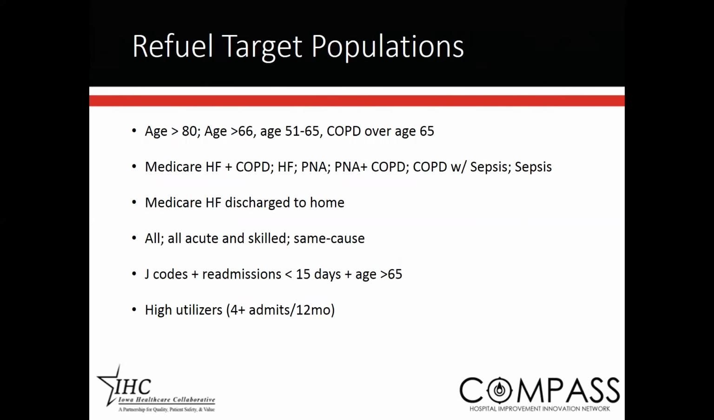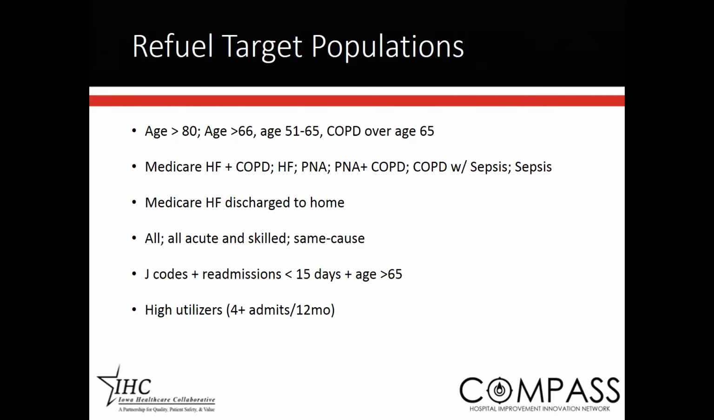We just harvested here on the slide the target populations that you reported to us you're focusing on. Of course, this is a compilation across the collaborative, but some teams are really looking at age as a factor. One team is looking at age over 80, another at age over 66. Interestingly, another team is looking at the younger adults in the 51 to 65 category, which is a great new group to look at. Another group defines their target population as a combination of age plus a primary diagnosis.